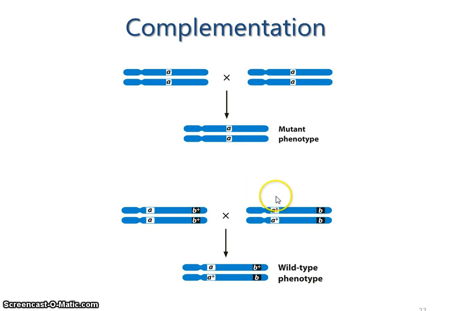At the same time, we have a wild type genotype at the first locus and a mutant genotype at the second locus, such that when we breed these two together, we end up with heterozygosity at both loci, which generates the wild type phenotype. That's the idea of complementation.